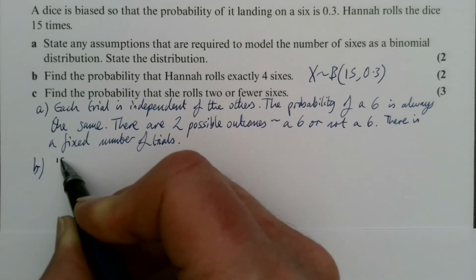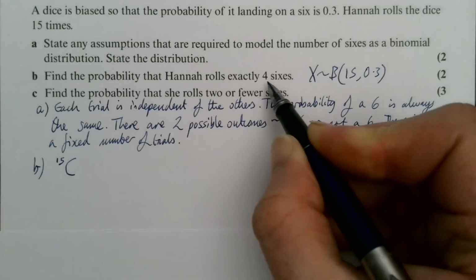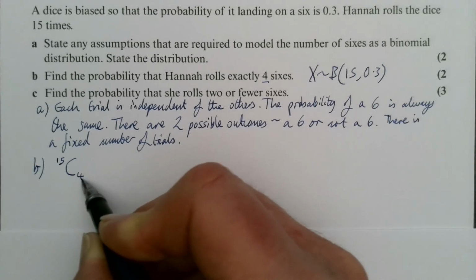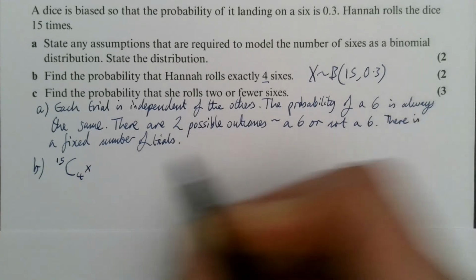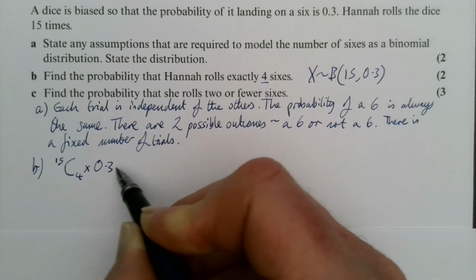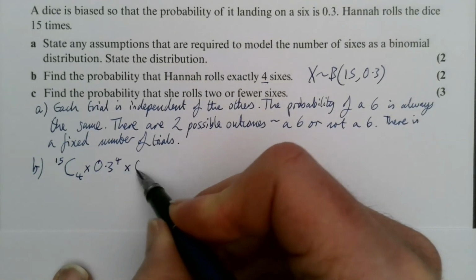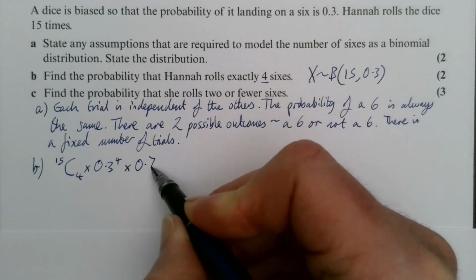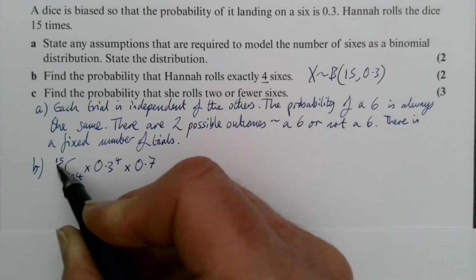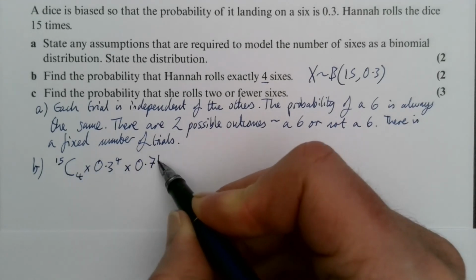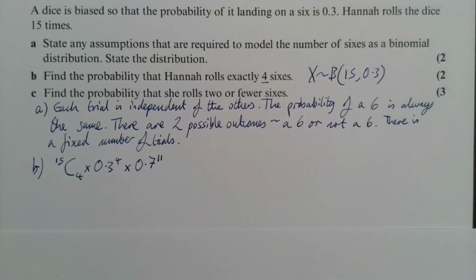So it's 15 choose 4 times 0.3 happening 4 times, times the other thing that can happen, 0.7, happening 15 take 4 is 11 times. Put that into the calculator and you should get 0.219 to 3 significant figures.